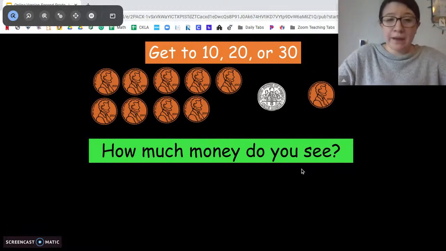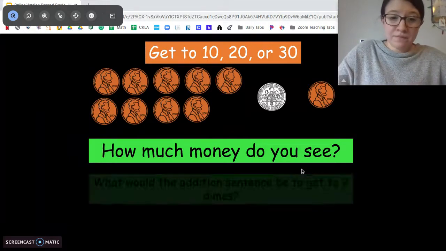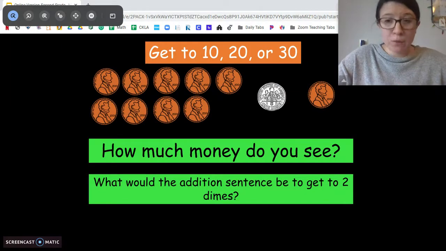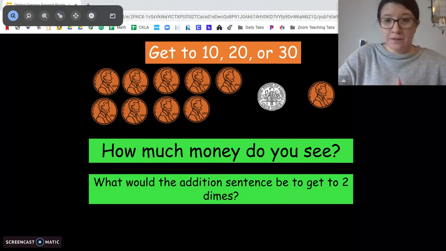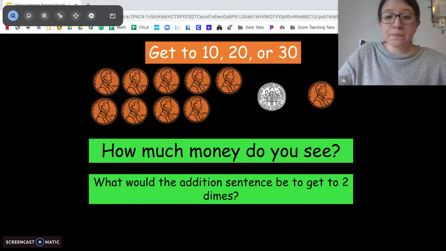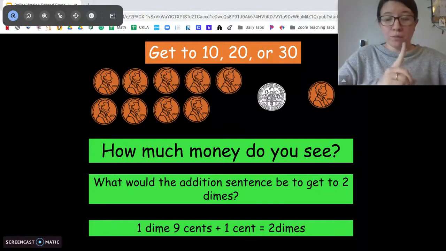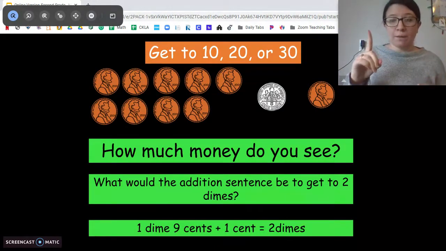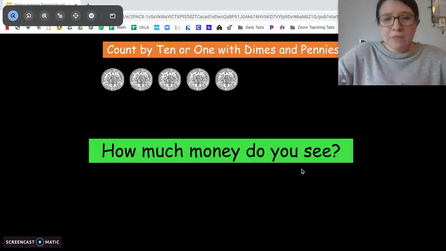How much money do you see now? Good. What would the addition sentence be to get us to 2 dimes? So we're at 19 cents. How could we get to 2 dimes? 1 dime plus 9 cents plus 1 more penny is going to get us to 2 dimes. So we're at 19 cents. We want to add 1 penny. That will get us to 2 dimes.